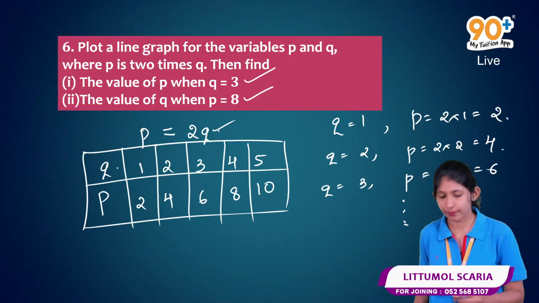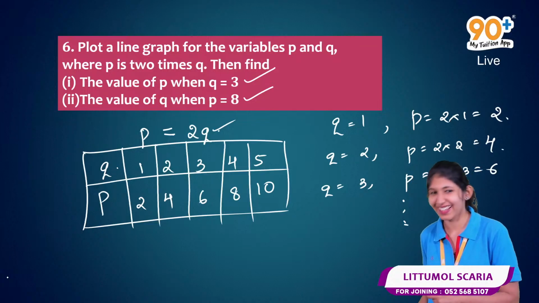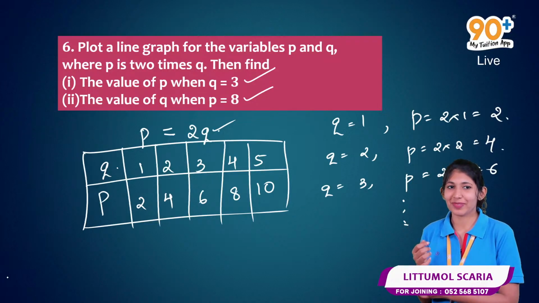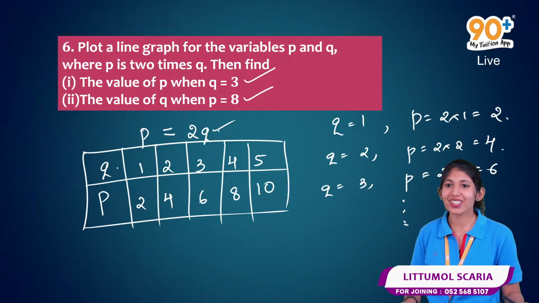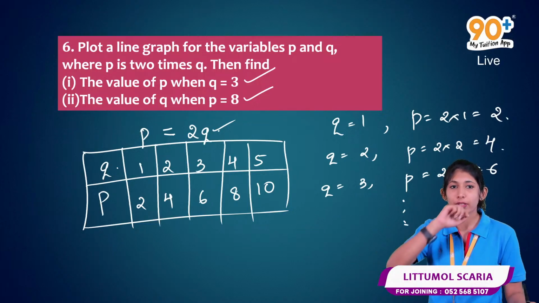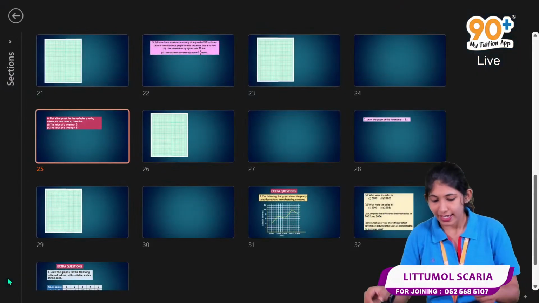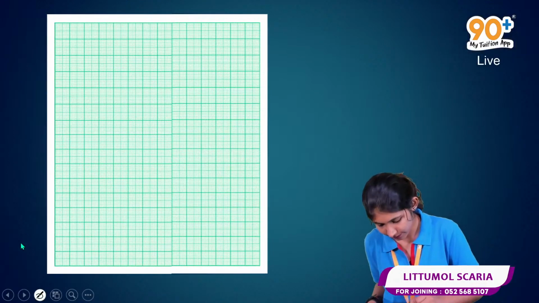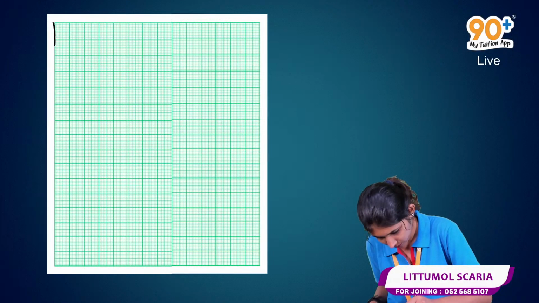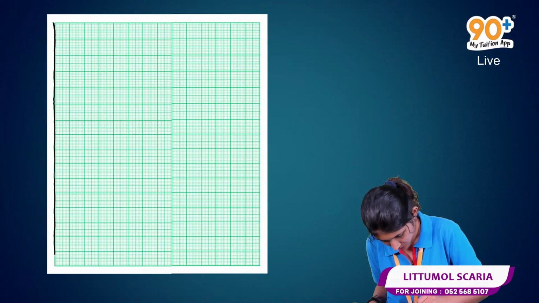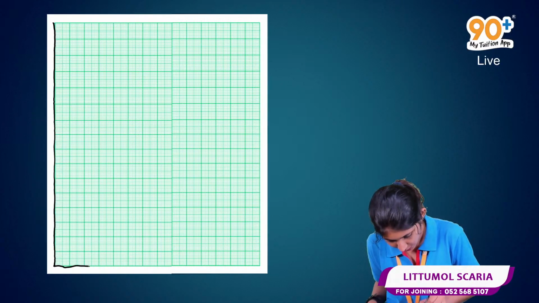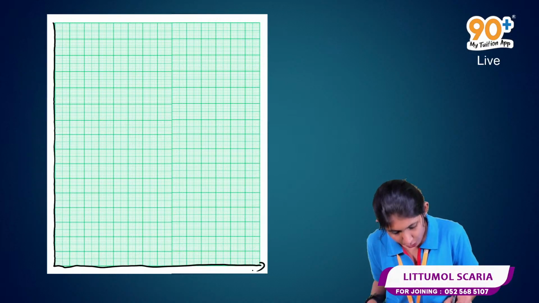Who, Nashmiya? Okay. I think they are your classmates, Nashmiya. You want to know what they have done, right? Yes. So your Q value will be in your x-axis. So yes, start drawing. Q in your x-axis. Okay, don't get confused.